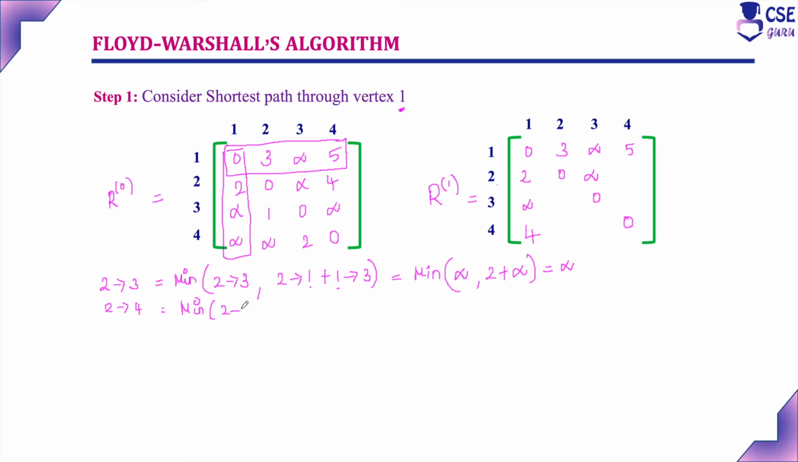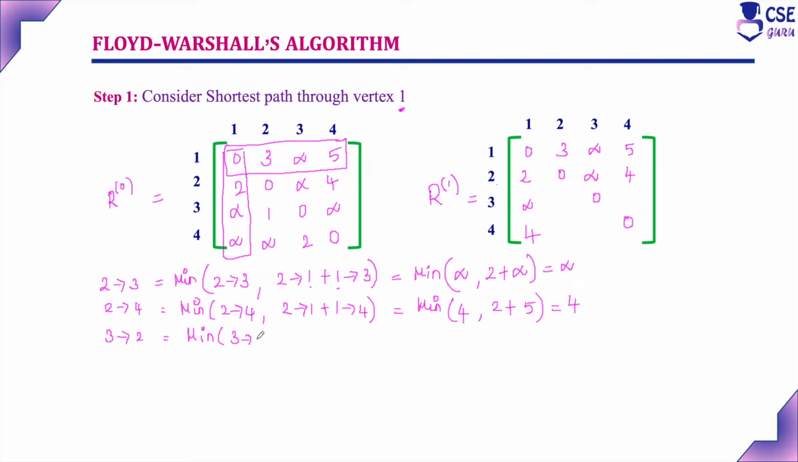Next is 2 to 4. So minimum of 2 to 4, comma, through the vertex 1. That is 2 to 1 plus 1 to 4. So 2 to 4, if we are considering, already the distance is 4. And 2 to 1, the distance is 2, plus 1 to 4, the distance is 5. So this is 4 and this is 7. So minimum is 4.